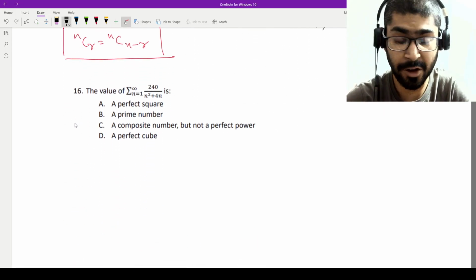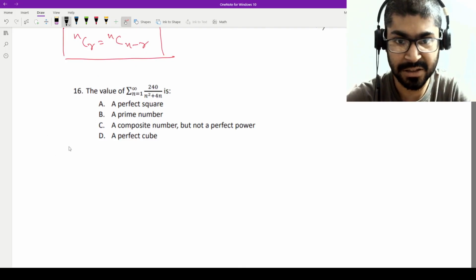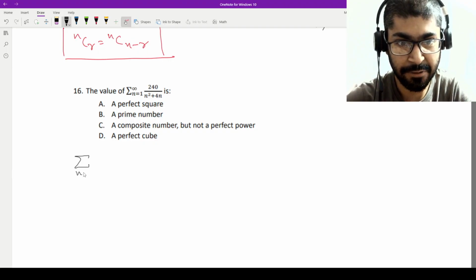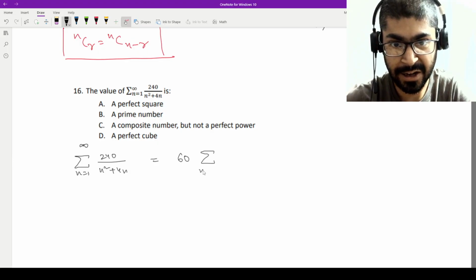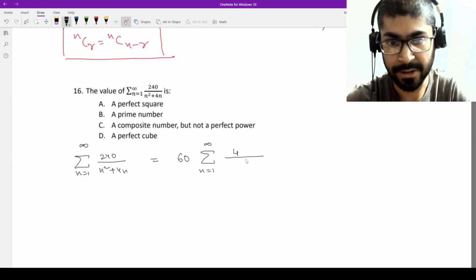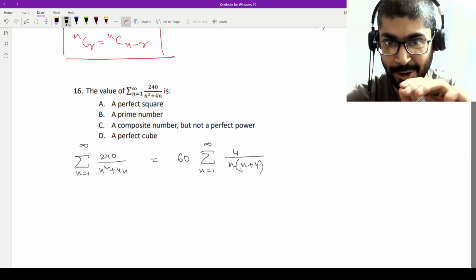Question 16 is a bit weird because you would have to make some assumptions. I'll show you what kind of assumptions we should be making. See, we have sigma n equal to 1 to infinity 240 by n square plus 4n. Now 240 I can break it as 60 outside, and I have n equal to 1 to infinity, 4 here, n into n plus 4. You will understand why I brought the 4 here looking at the denominator.